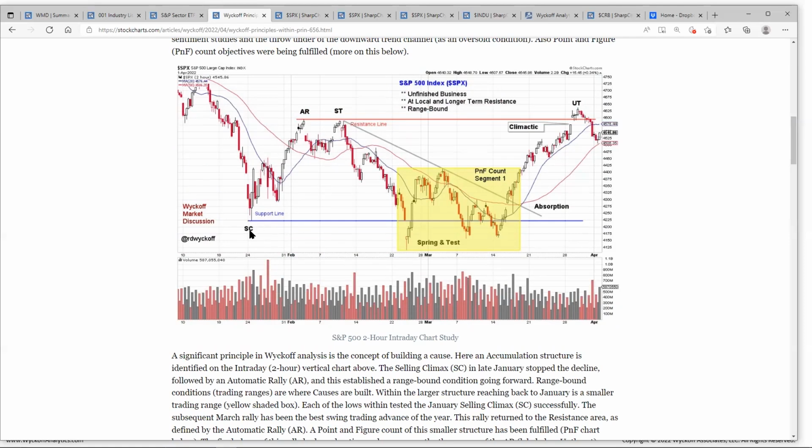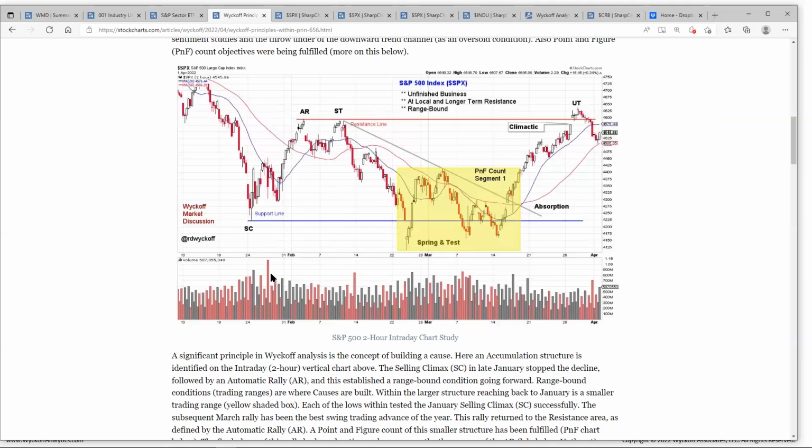Now, then a very important automatic rally, which sets up a range-bound condition, all classic Wyckoffian concepts. And so now we have a range-bound condition, and this gives us the ability to start to look for tactical places to participate in a potential rally. So this secondary test, for those that are inclined to sell short, could be used as a short selling opportunity.